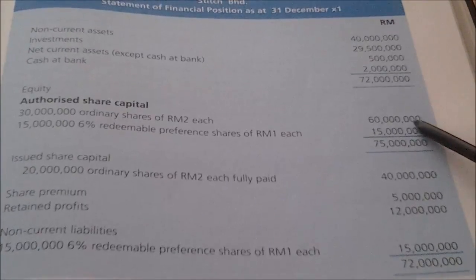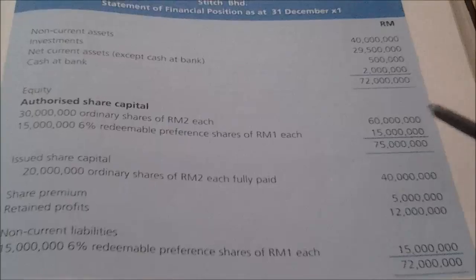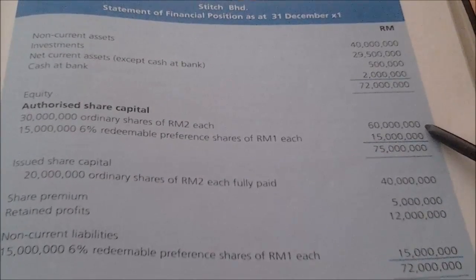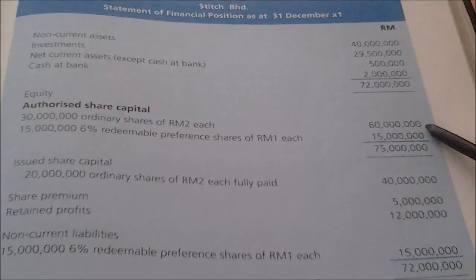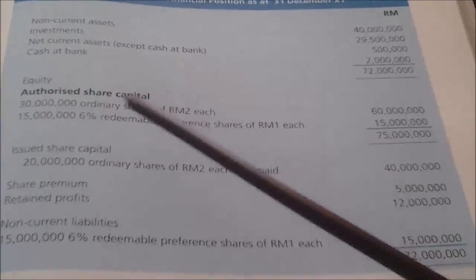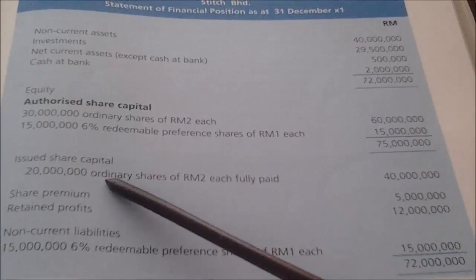The amount that has already been paid and raised is 40 million. So out of 60 million, 40 million has been raised. The balance of 20 million has not been called up because they don't need the money yet. They only need 40 million. That's why you have issued share capital of 40 million.